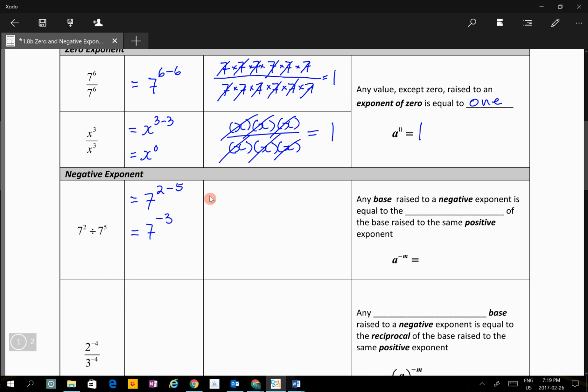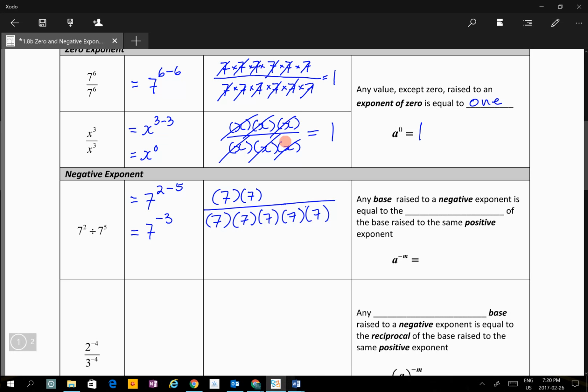Now, up till now, I would have accepted that as a correct answer, but in mathematics, we often like to express this negative exponent as a positive one. Okay, so how do we do that? Well, we can see how by expanding this. So if I did 7 times 7 on the top, divided by, so 7 times 7 is 7 squared, if I divide that by 7 to the power of 5, that's going to be 5 sevens on the bottom.